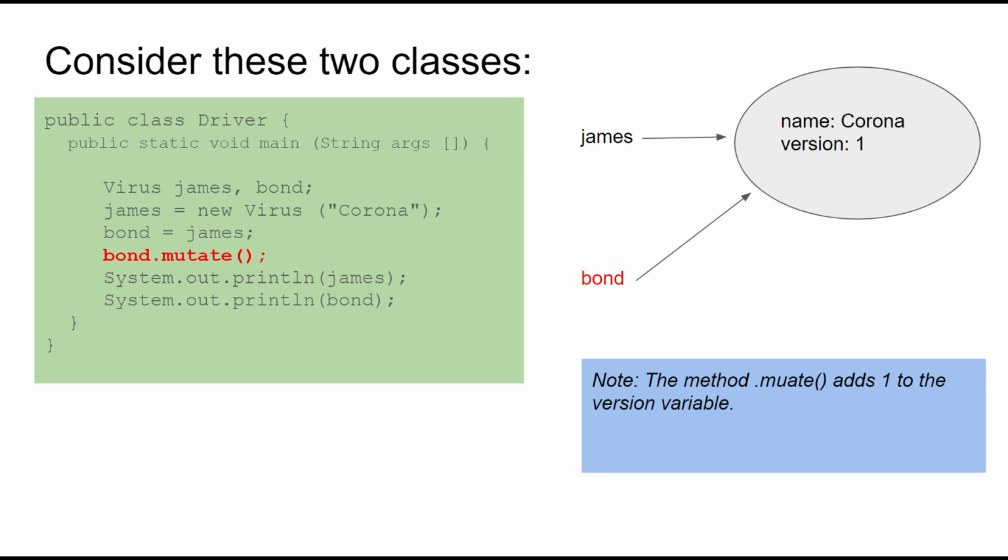Okay, next, it says bond.mutate. So it takes whatever object bond is pointing to and mutates it. And you know that the mutate adds 1 to the version number. So our new version number is now 1. It used to be 0 and now it's 1.